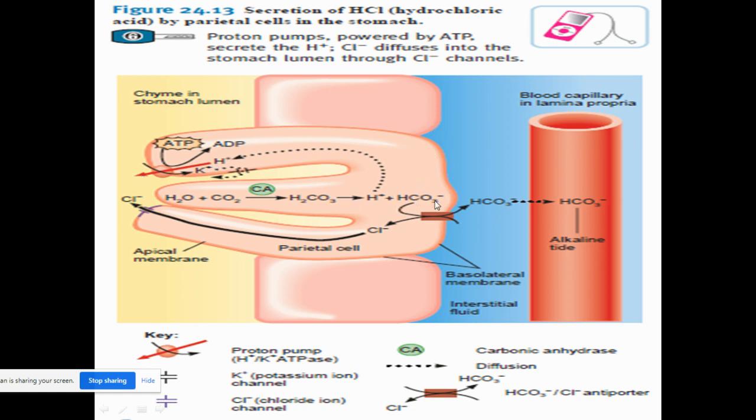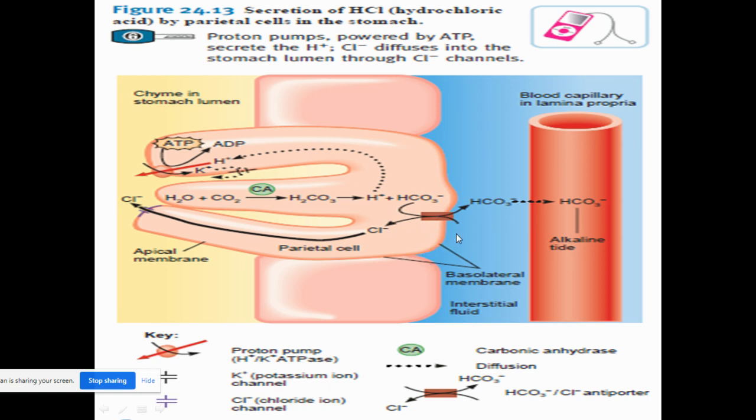Now this bicarbonate, what does it do? It will come outside. So by the antiporter, bicarbonate is exchanged for a chloride. So bicarbonate goes outside into the interstitial fluid, and the chloride from the interstitial fluid flows into the cell through this antiporter. Now this bicarbonate will enter into the bloodstream and then goes into the kidney, okay, where it contributes the major alkalinity to the urine. Okay, so this is happening in the basolateral membrane.